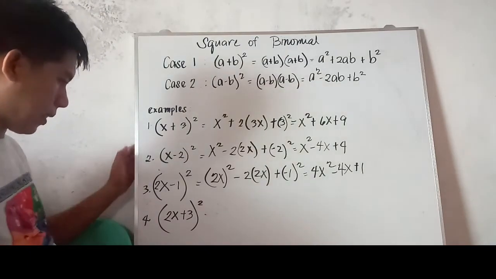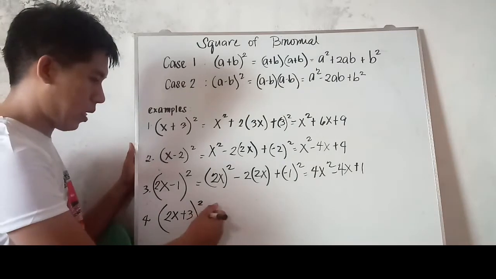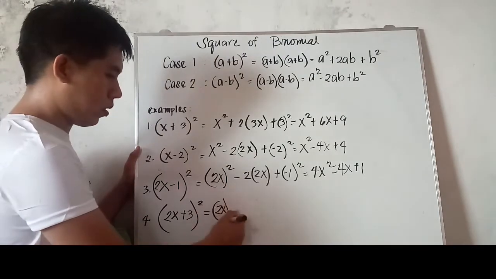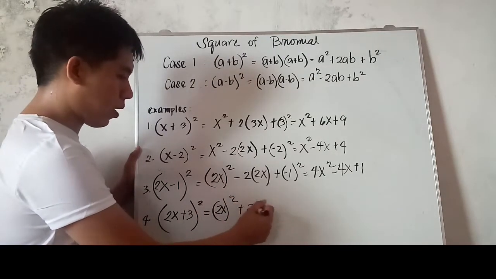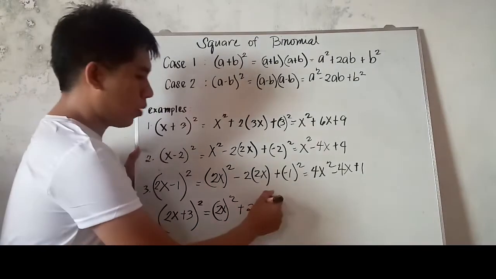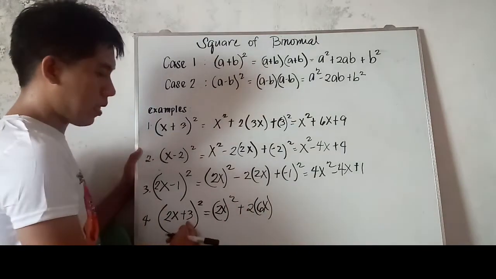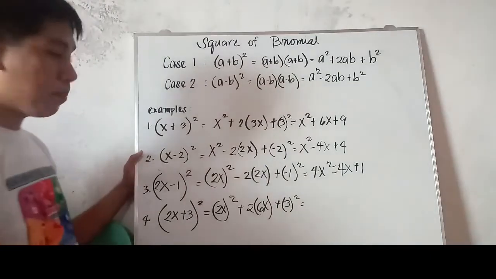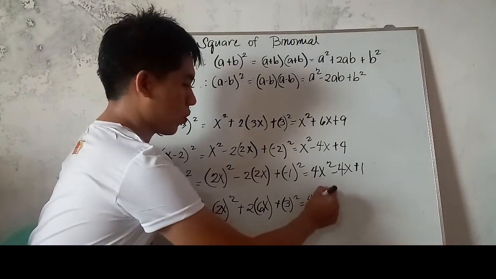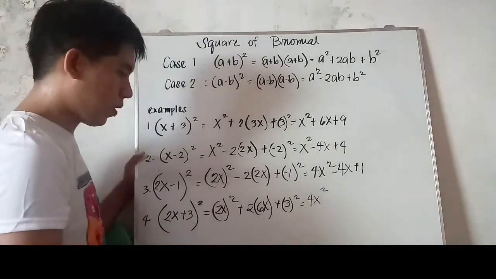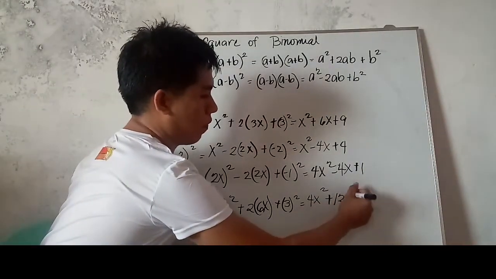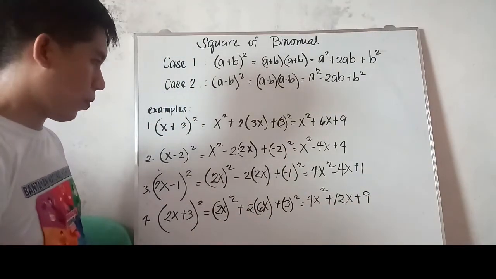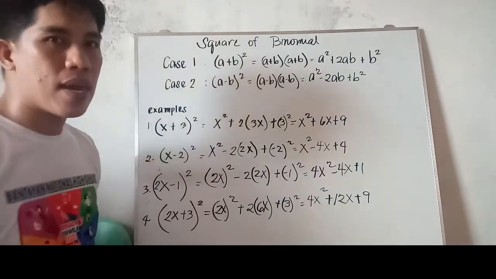Number 4 example, (2x + 3) squared. So we will take the square of the first term, (2x) squared, then twice the product of the first and the last, 3 times 2x, that would be 6x. Then get the square of the last term, we have 3 squared. Then simplify. So we have 4x squared for (2x) squared. Then 2 times 6x, we have 12x. Then positive 9. So those are the process on how to get the square of a binomial.